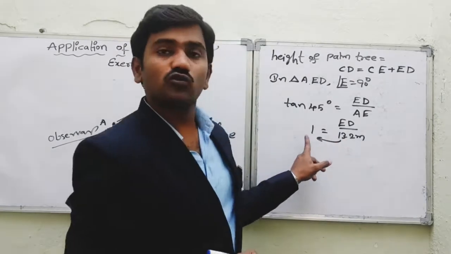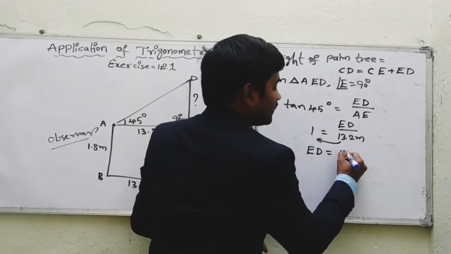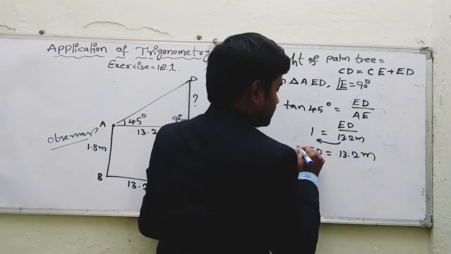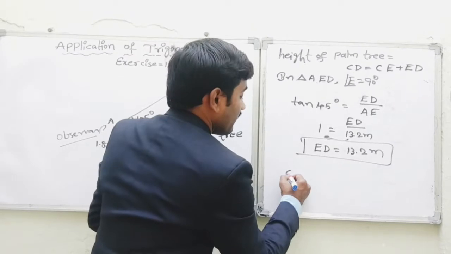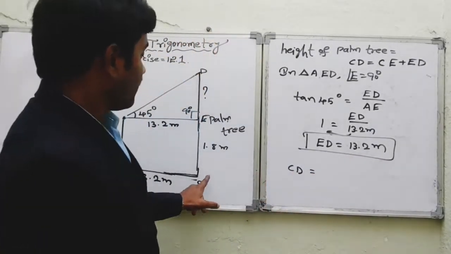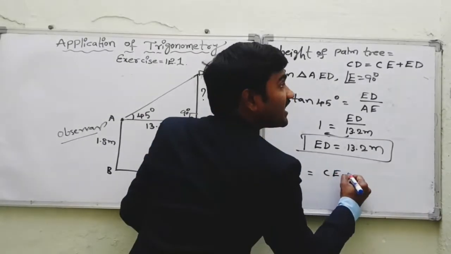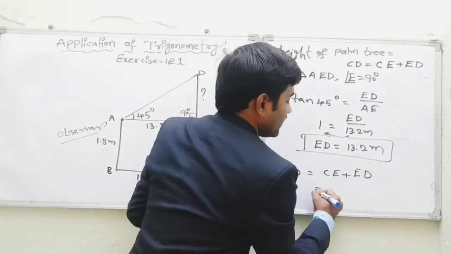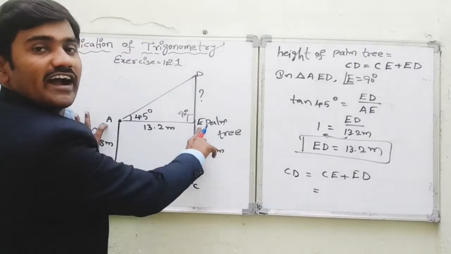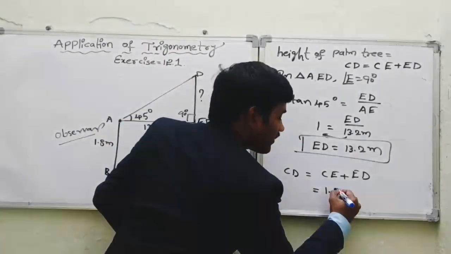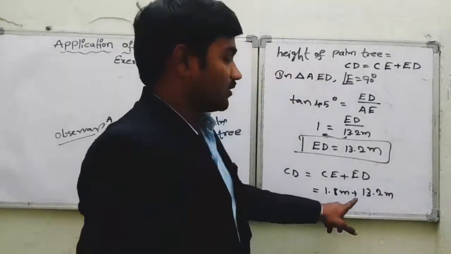This 13.2 meters will transfer to this side, ED equal to 13.2 meters. And we got the ED, no? Let's complete it. We find out the height of the plant tree, that is CD equal to CE plus ED, where CE equal to 1.8 meters, that is equal to the height of the observer, plus here 13.2 meters. Both we observe.